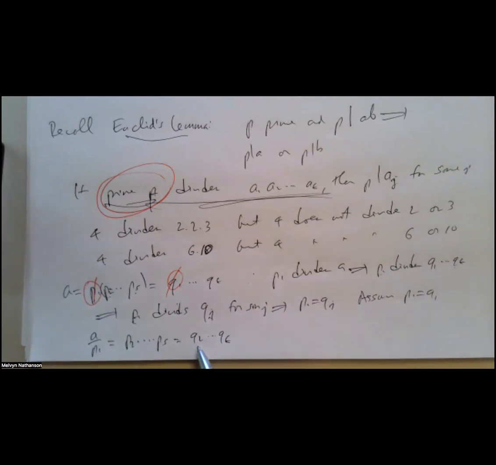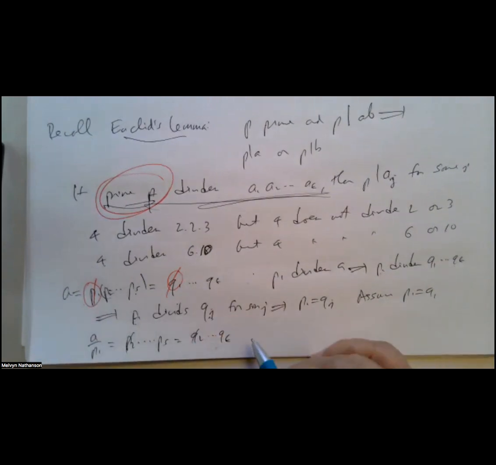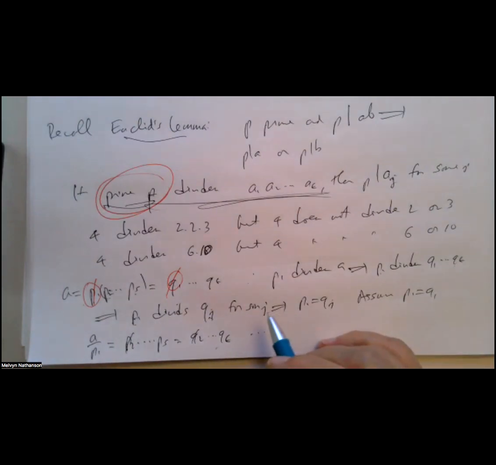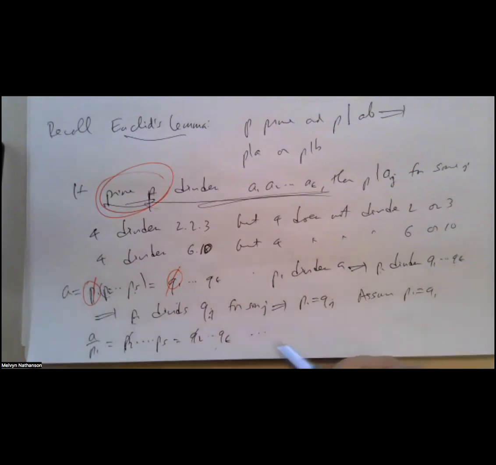P2 divides this product, so it divides one of the factors. So renumbering, we can assume that it divides the first, and we can cancel the P2. And we continue until we run out of primes. And finally, we get that the primes here are the primes here, and we're done.